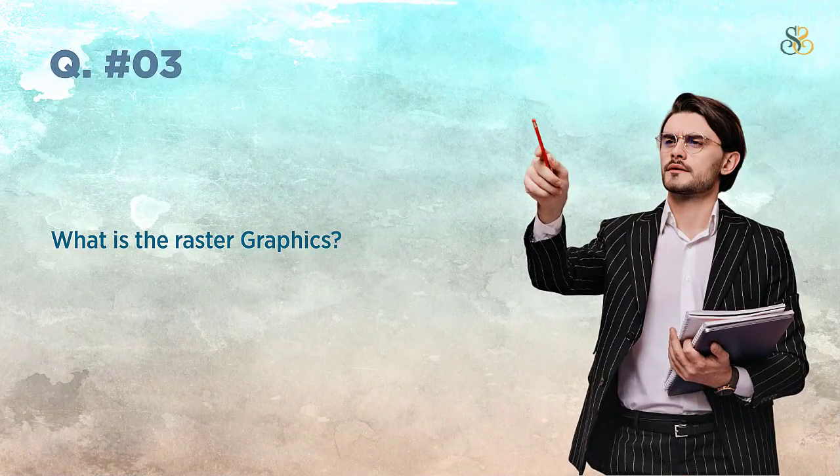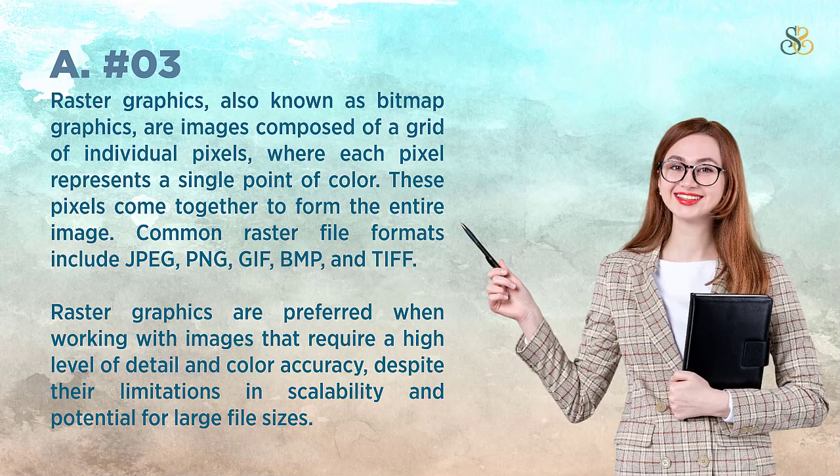What is the raster graphics? Raster graphics, also known as bitmap graphics, are images composed of a grid of individual pixels, where each pixel represents a single point of color. These pixels come together to form the entire image. Common raster file formats include JPEG, PNG, GIF, BMP, and TIFF. Raster graphics are preferred when working with images that require a high level of detail and color accuracy, despite their limitations in scalability and potential for large file sizes.